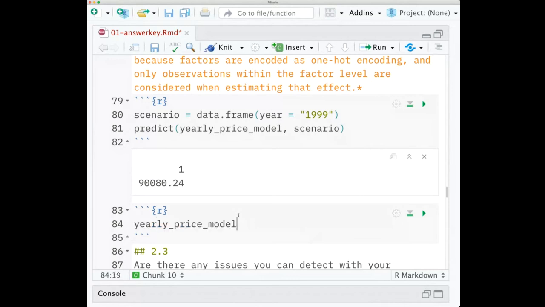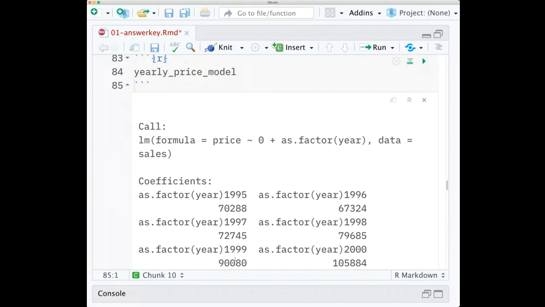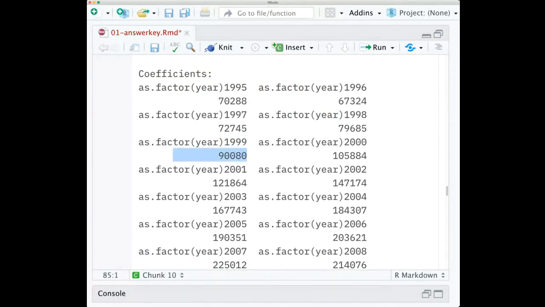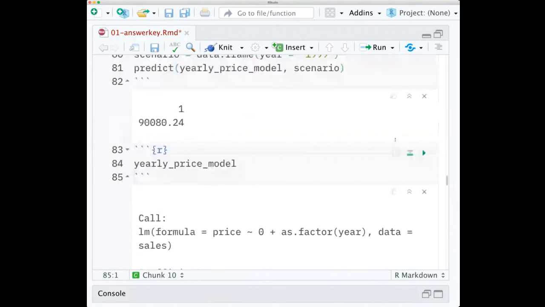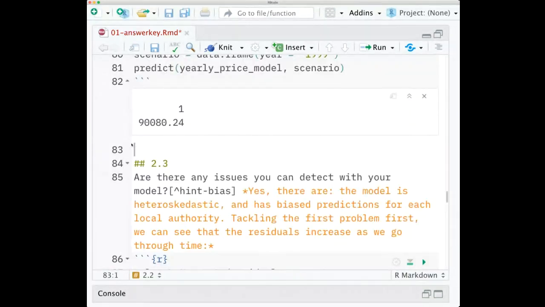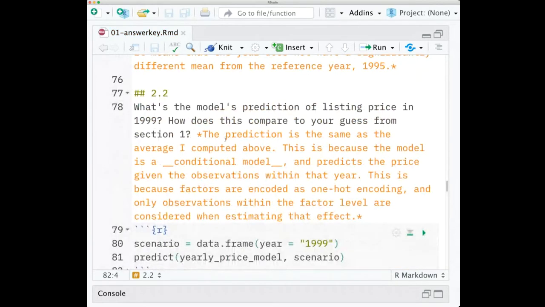The other way that you could do it is if you fit the fixed effect model, as we did here, 0 plus as factor year. Look at the 1999 effect. That is about 90,000. But you can only get that from the fixed effect model. If we had a contrast model, you'd have to add the 1995 intercept to the contrast for 1999. And in that case, it's just easier to use the predict function, I think. Did everybody get that? Any questions on how to construct that prediction? Cool.